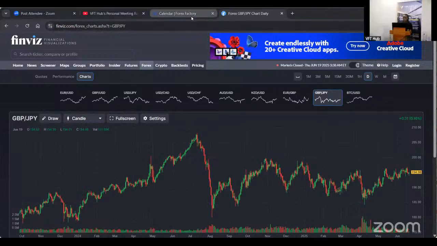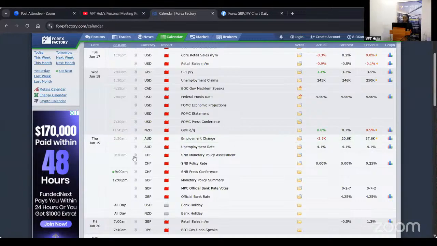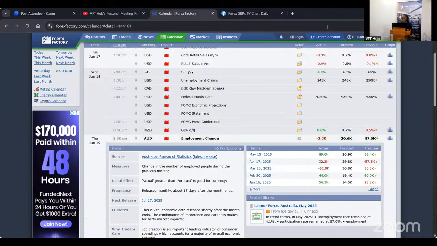Okay, apologies for that. I'm going to quickly go back to Forex Factory and show you what I was talking about. I was laying emphasis on the news release that came out on AUD. You can see it here. It came out by 2:30 a.m. on employment change. And what we usually want to see on this news release is the actual. You can see right here, actual greater than forecast.